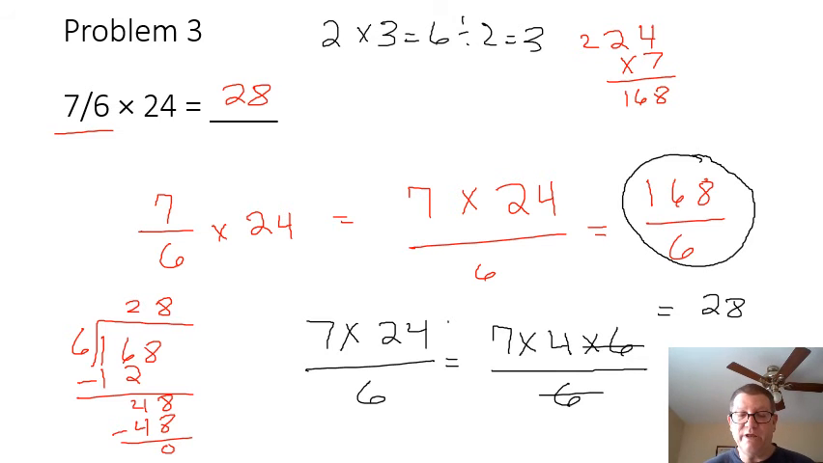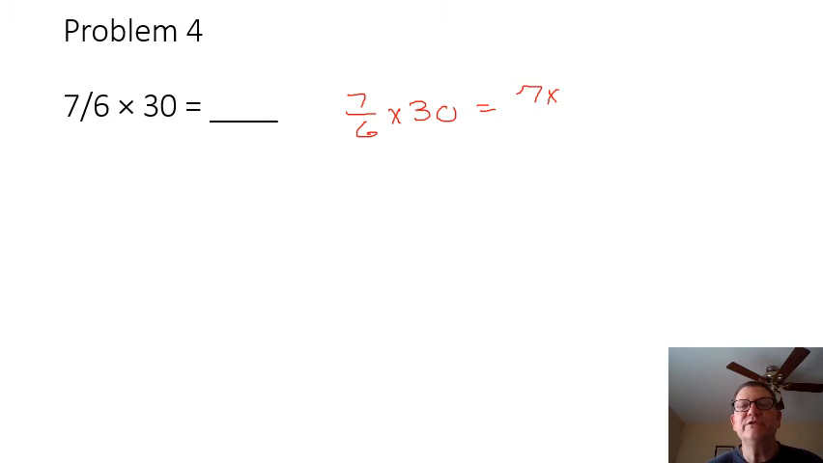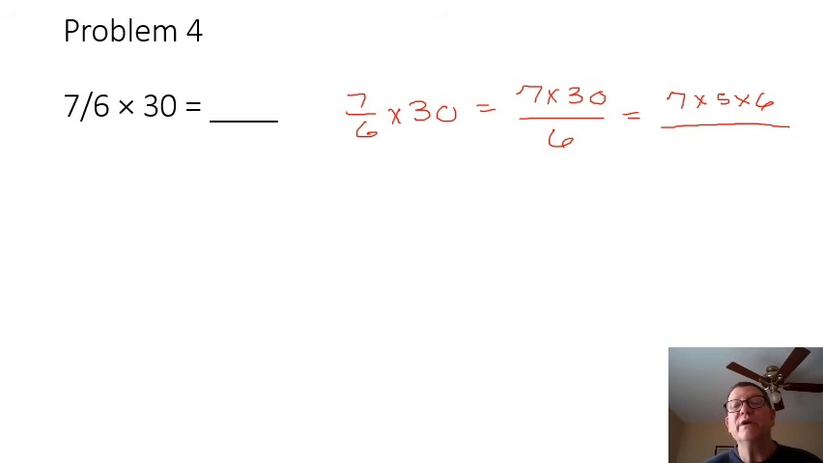We're going to have to try that again. Okay, so first off, let's just rewrite our problem. We know we got 7/6 times 30, which is actually equal to 7 times 30 over 6. Now I know 30 is a multiple of 6 because 5 times 6 would be 30, and I've got 6 on the bottom. Now when I take the common factors on top and bottom out, we get 35.